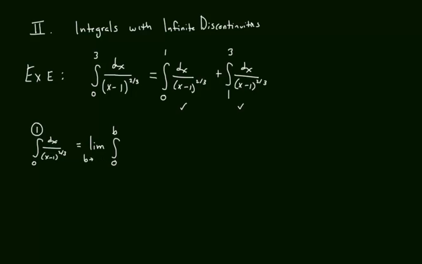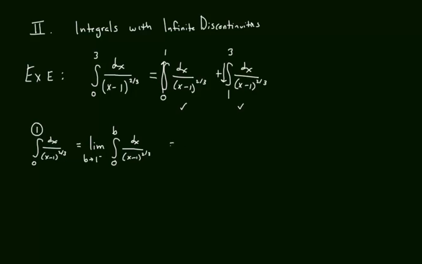Now here's where people might lose points if they're not careful: b approaches not just 1, but 1 from the left. We're breaking this from 0 to 1, so we're approaching 1 from the left, and over here we'll be approaching 1 from the right. This little negative up top is telling us we're approaching from the left. That's very important that you write that. So this is dx over (x minus 1) to the 2/3.